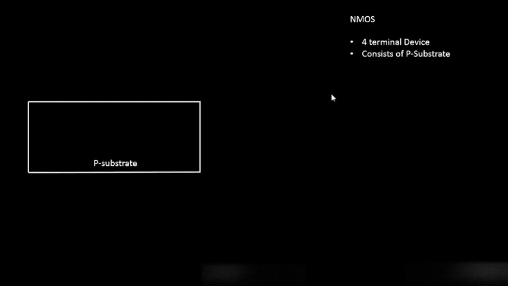Hello everyone. Now let's discuss the very basic element of circuit design, that is NMOS. So to start from scratch, let's try to identify the structure of NMOS first, and then we'll go into the device characteristics. Okay, so it's a 4-terminal device, and it consists of a P-type substrate.